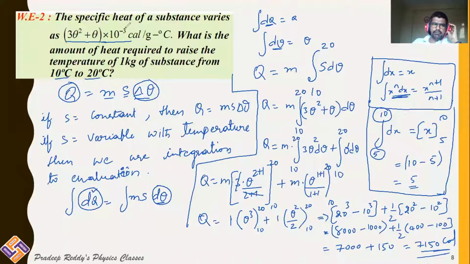So here we have got 10⁻³. The 10⁻³ will be carried forward, so everywhere you will be getting the 10⁻³. Mass is given in kg, and that mass also you can convert into gram. Mass is 1 kg, right? So 1 kg is 10³ g, into the specific heat value, which is 10⁻³. If I bring it out, 10³ and 10⁻³ get cancelled. So the final answer will be 7150. There is no change in that, and that is in calories.